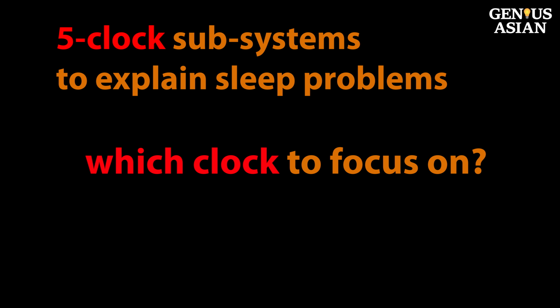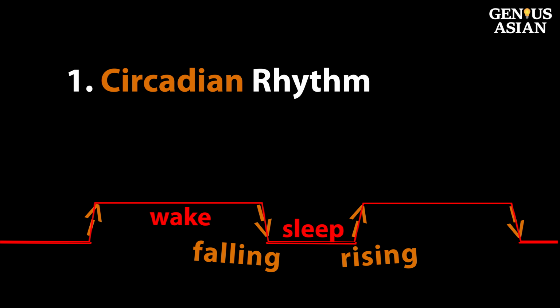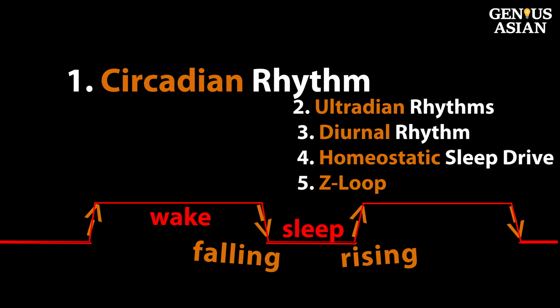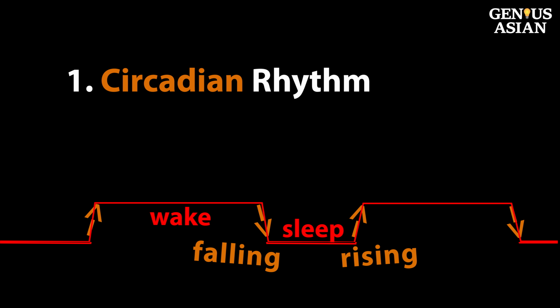We will discuss the 5 clock subsystems in detail below to answer this question: when you have different problems, focusing on which clock is more effective. The first clock is the circadian rhythm. It is the master clock of the other 4 clocks, meaning all other clocks are in sync with this master clock. This one has the highest priority to be satisfied, and also, surprisingly, the solution requires the least effort.